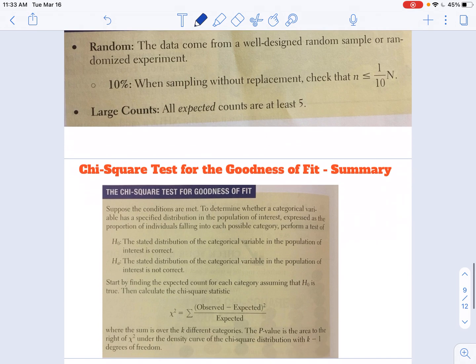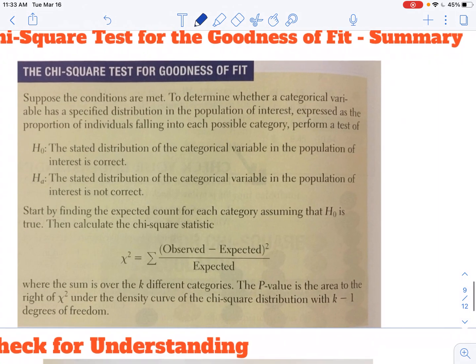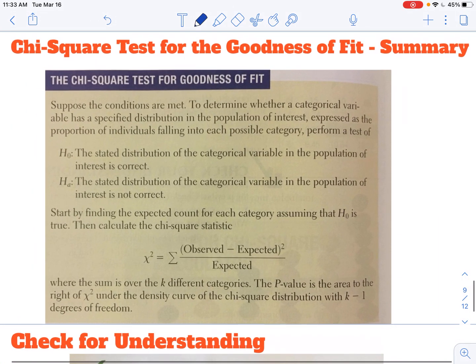We have the conditions for carrying out the tests. And then over here, we just have a chi-square test for goodness of fit. This is just a summary of that goodness of fit. If all the conditions are met, to determine whether a category or variable has been specified in a distribution of a population of interest, we perform a test. Your null hypothesis is always going to be that the stated distribution is correct. Your alternative hypothesis is that the stated distribution is incorrect.